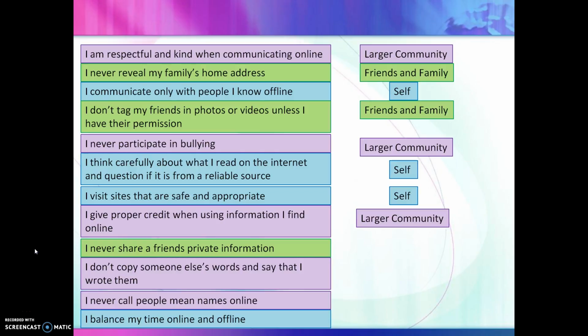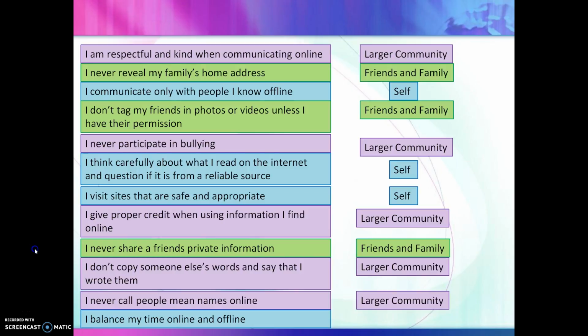I never share a friend's private information. Responsibilities to your friends and family. I don't copy someone else's work and say that I wrote them. That's a responsibility for the larger community. I never call people mean names online. That one also belongs to the larger community. And finally, I balance my time online and offline. That one belongs to yourself. Did you get them all right?